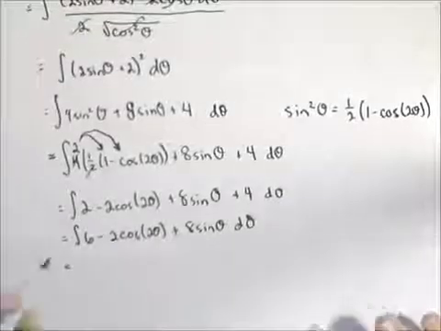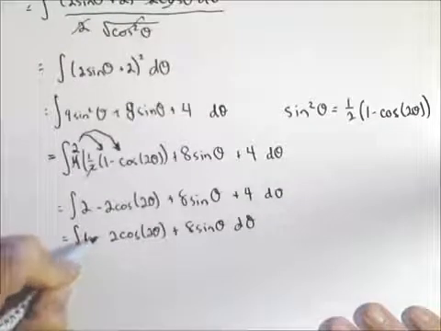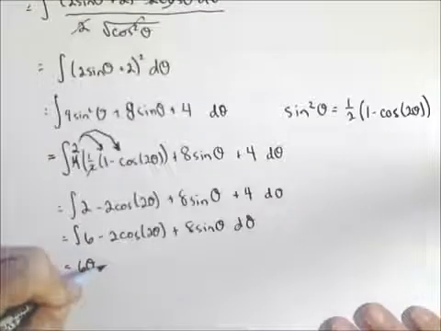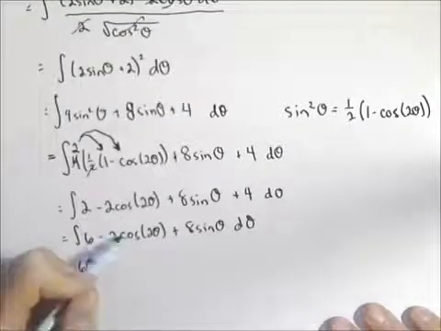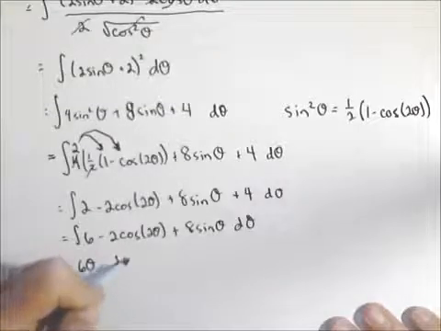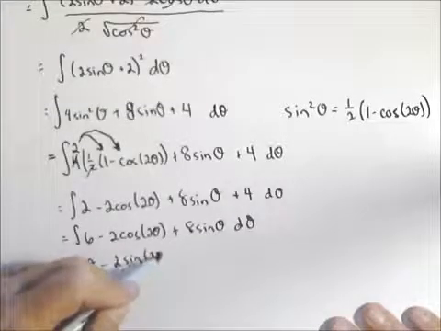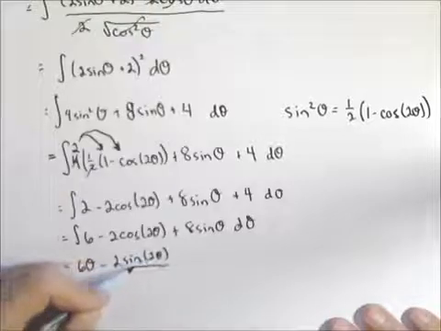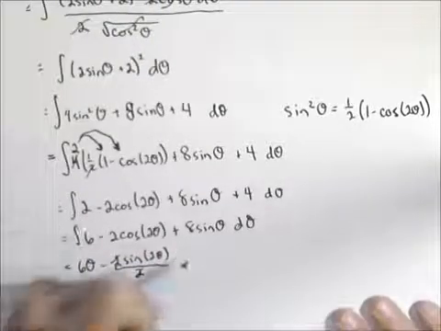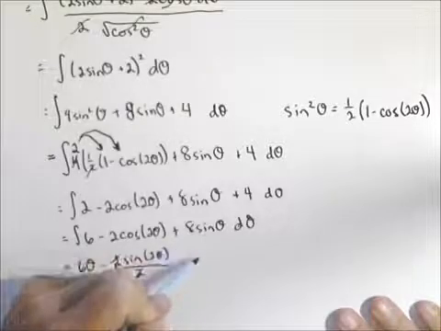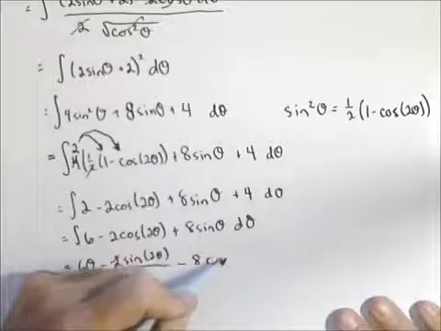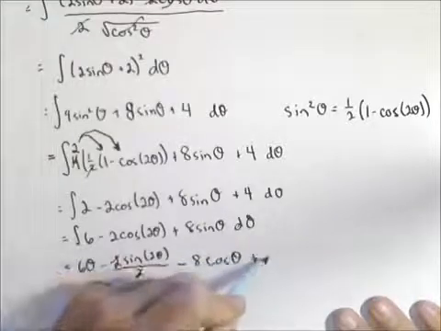Alright, what do we got here? Now we start taking the antiderivative piece by piece. This is going to be 6 theta minus 2 sine of 2 theta, now by chain rule, over 2, so those 2's are going to cancel. And then the antiderivative of sine is negative cosine, so we're going to end up with a minus 8 cosine of theta plus c.